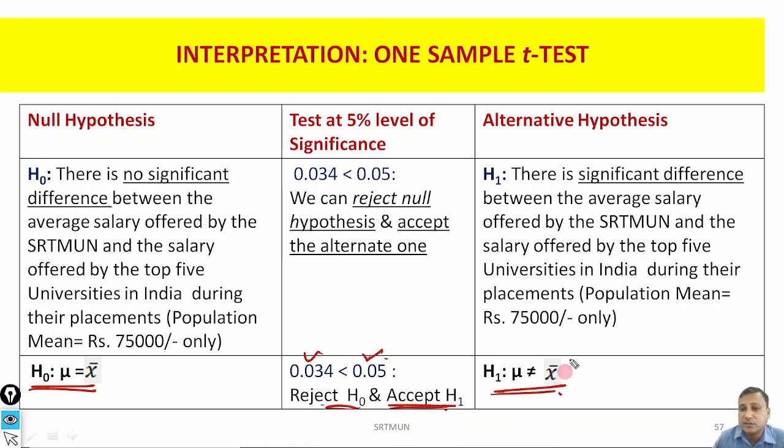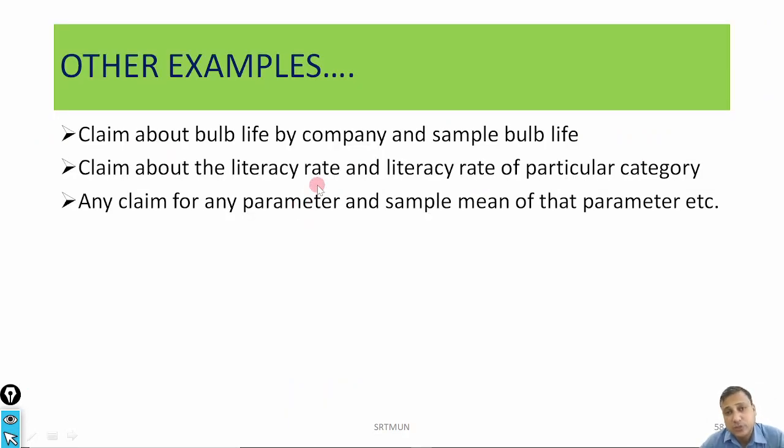And the alternate hypothesis is that there is a significant difference between the average salary offered by the SRTM University campus placement cell and the top 5 universities in India, that is 75,000 rupees. It was the mu. Fine. So this is the way that we reject the null and accept the alternate hypothesis. I hope you understood this.